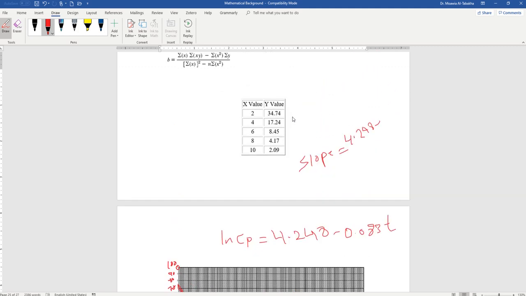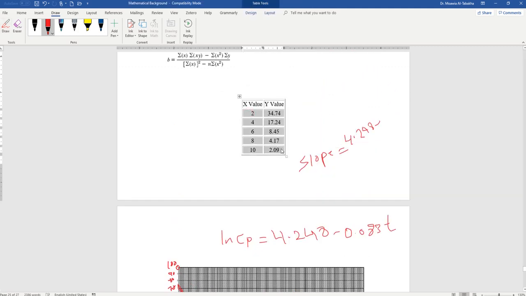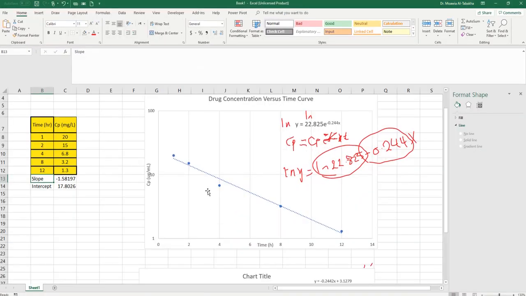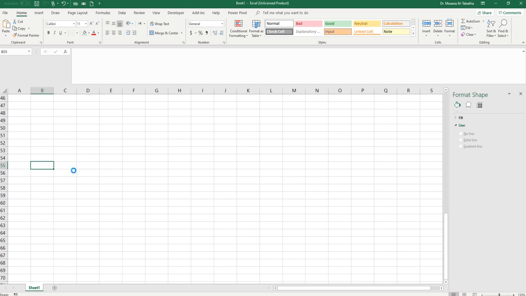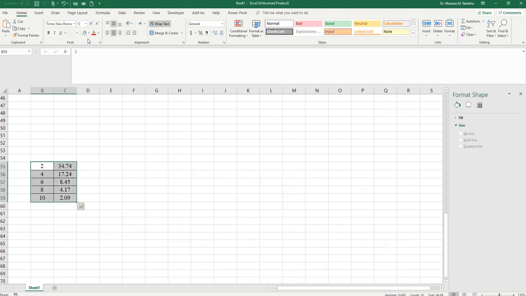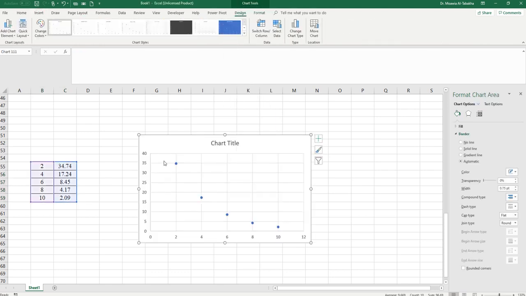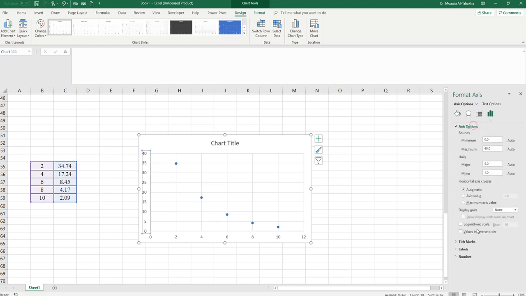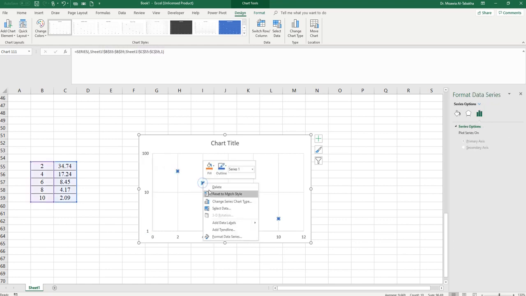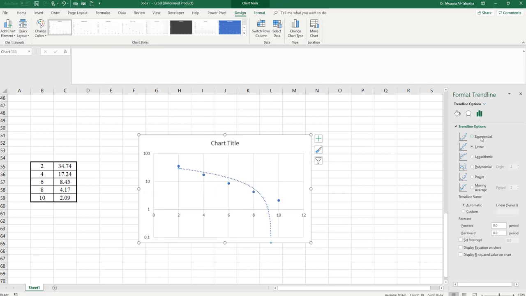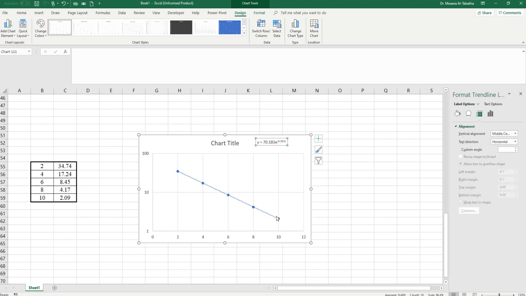Now we can actually use the data to make sure that we have done the correct thing. We can go to Excel, and we can use the data just to make sure that we are doing the right thing. Insert, again here, graph, you see it's like a curve. I can make it a logarithmic scale. Now I have this logarithmic, 1 to 10, 10 to 100. And here I have the time. Now I can ask to add trend line, exponential, and I can display the equation on the chart.